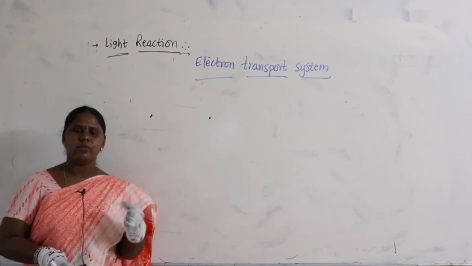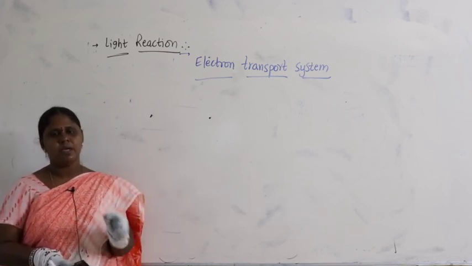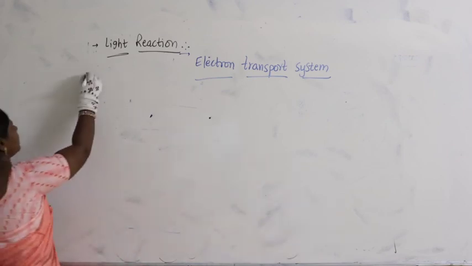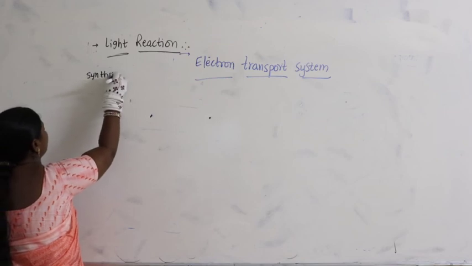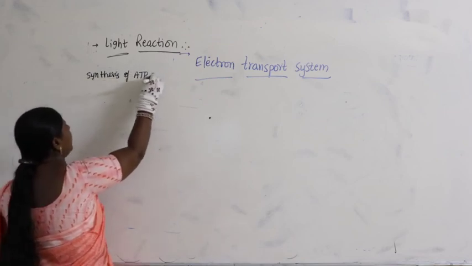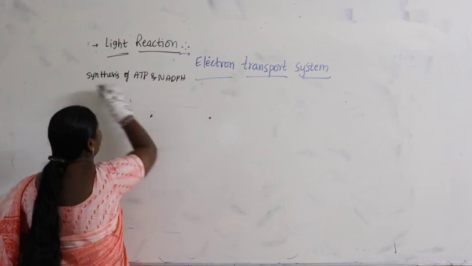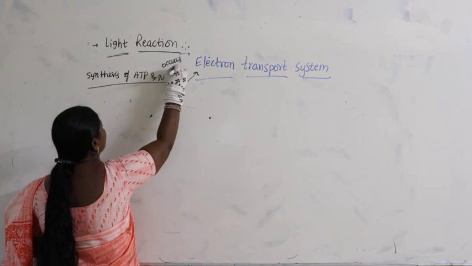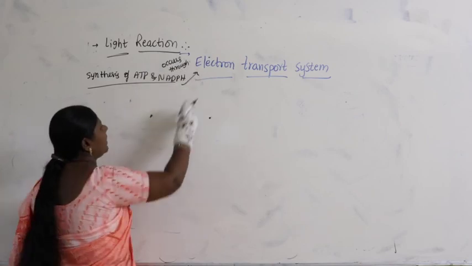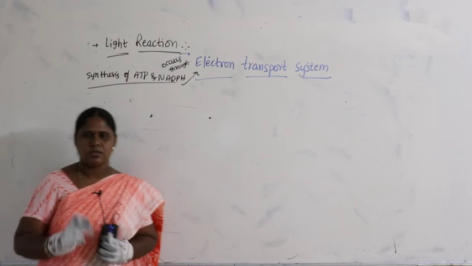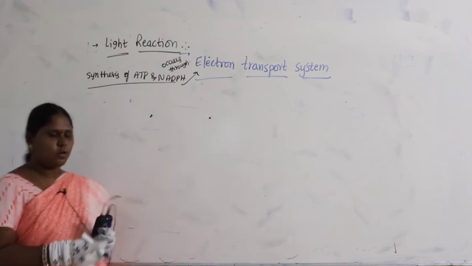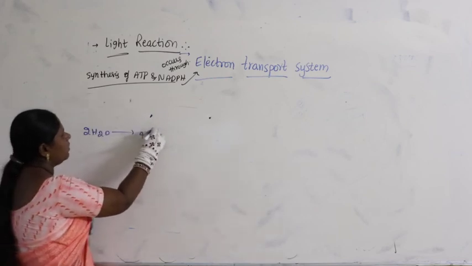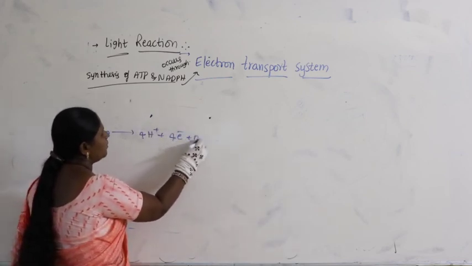Fourth step, what is left? Synthesis of ATP and NADPH. How does synthesis of ATP and NADPH take place? It occurs through the mechanism called the electron transport system. Just now I told you that 2 water molecules get split, giving 4 protons and 4 electrons, along with oxygen.